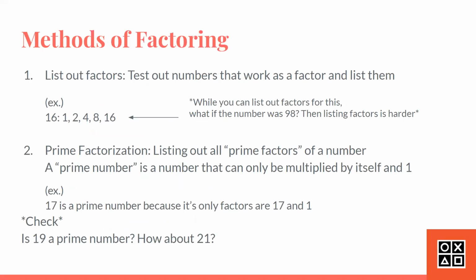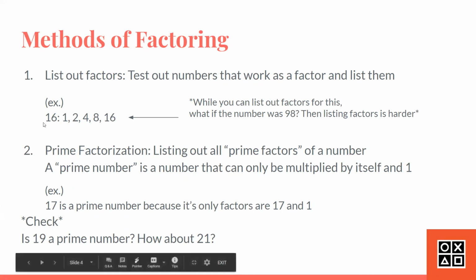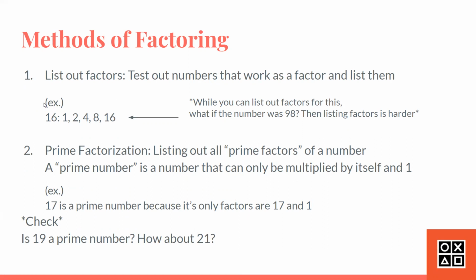Methods of factoring. So list out factors: test out numbers that work as a factor and list them. For example, here we list out all the factors of the number 16. So you can see that 1, 2, 4, 8, 16 are all the factors of 16.